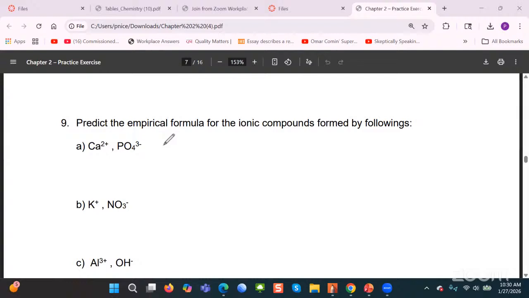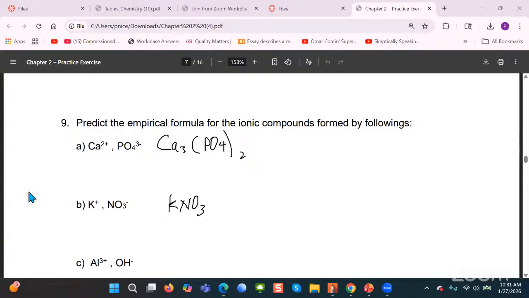Come on, guys, this should be easy. Okay, let's see what this person says. That is indeed correct, Catherine. The answer is Ca3(PO4)2, right? And that's it. And the second one is even easier because you have a +1 charge here, -1 charge here, so that's KNO3, and so on and so forth. All right, so I'm going to leave the rest for you to do in that section.